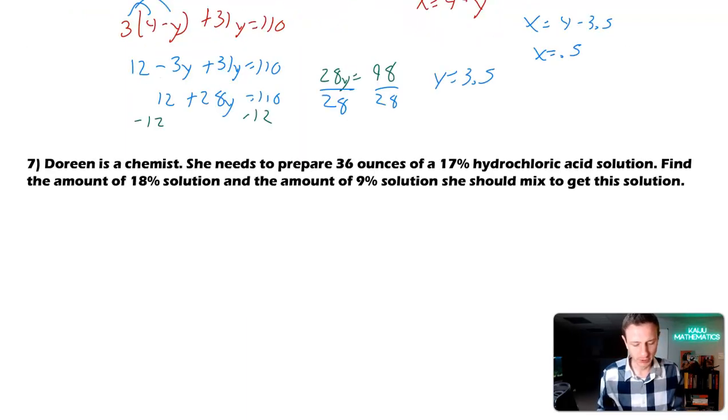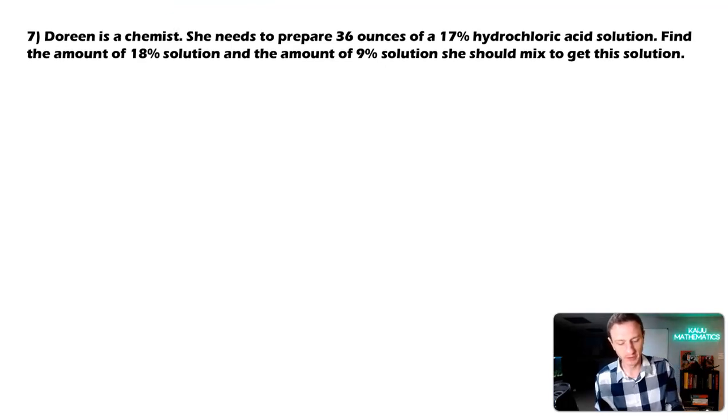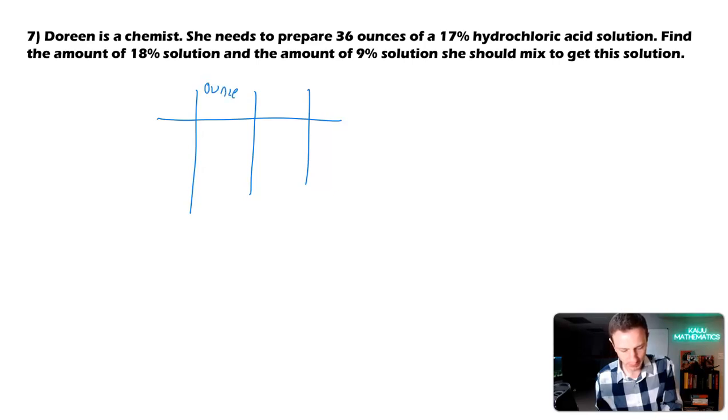Next, we have a mixture problem. So Doreen is a chemist. She needs to prepare 36 ounces of a 17% hydrochloric acid solution. Find the amount of an 18% and the amount of a 9% she should mix together to get this solution. So we have a mixture problem. If you think back to mixture problems, there are ways of doing this without creating a system, but systems would definitely help.